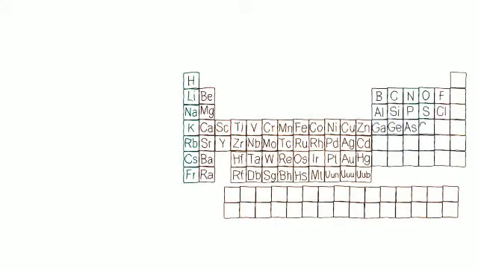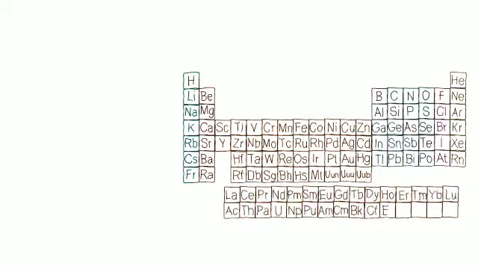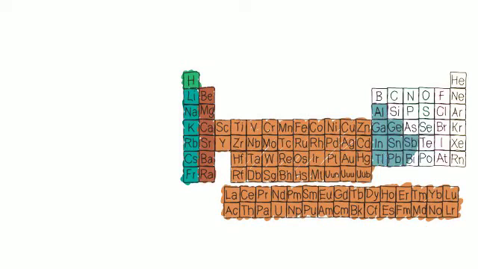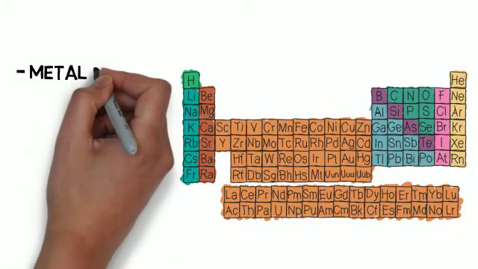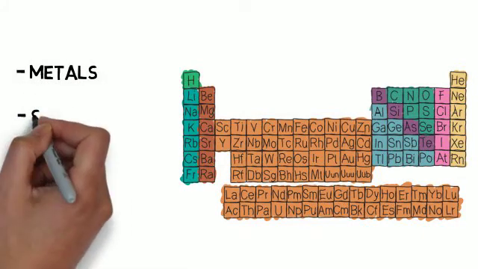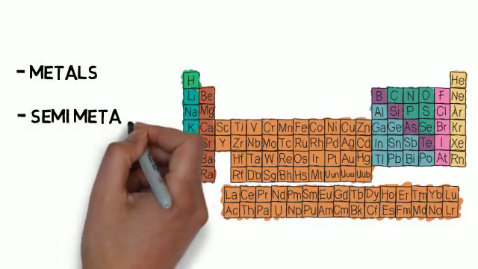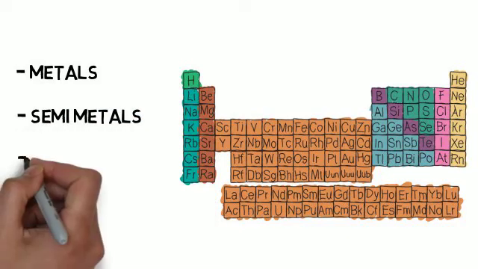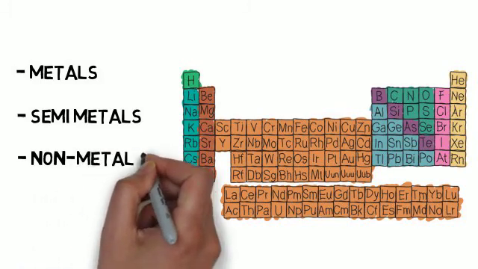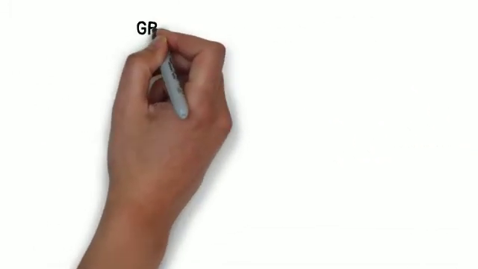Each column is a group of elements and each row is what we call a period. Now the periodic table can be divided into three main groups. We have our metals, we have our semi-metals shown here in purple, and we have our non-metals, which appear towards the right-hand side. So we'll start on the left-hand side in group 1.